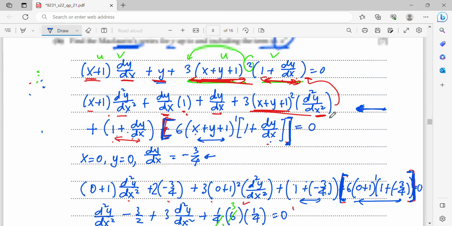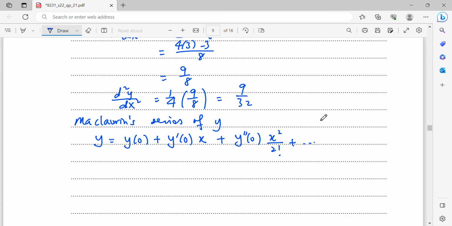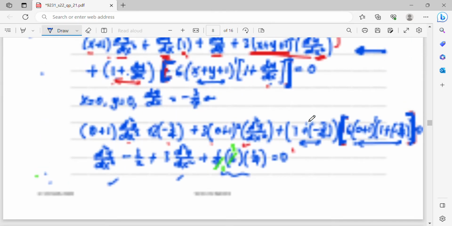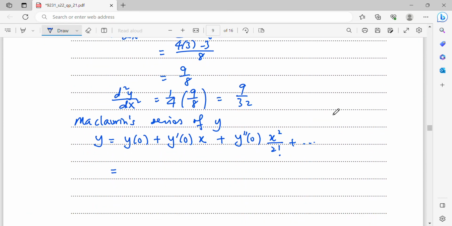Okay, but then when you refer to the question, it's mentioned that including the term in x squared. That's why we stop at the d squared y over dx squared. Now, y0 means the y value when x equals 0. So, when you look at the question here, when x is 0, your y is 0. Therefore, I will write 0 plus y prime 0, which means the dy dx value when x equals 0.